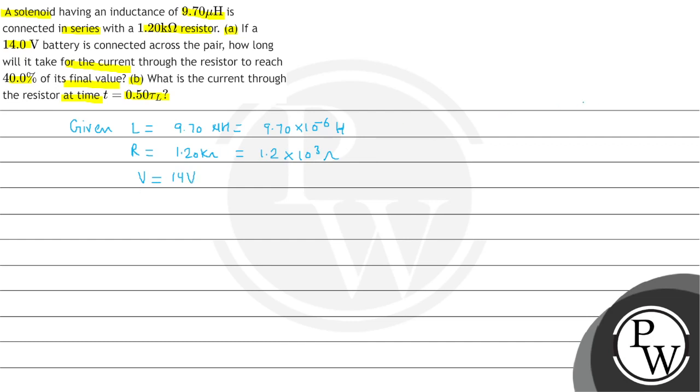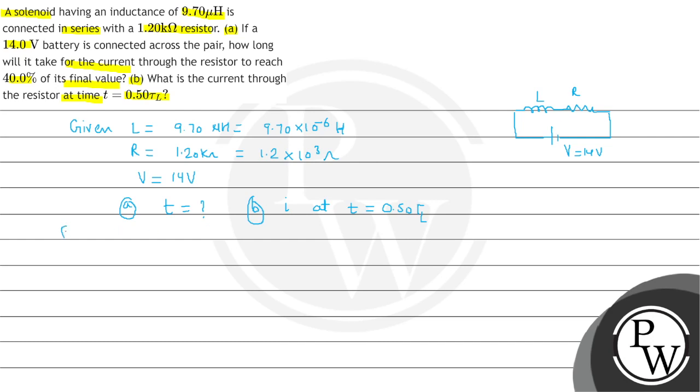Now in the question we have given an inductor which is connected in series with a resistor. The L value is given and the R value is also given, and this pair is connected with a voltage V equal to 14 volt. Now in the A part we have to calculate the time, and in the B part we have to calculate the current value at time t equal to 0.50 tau L.